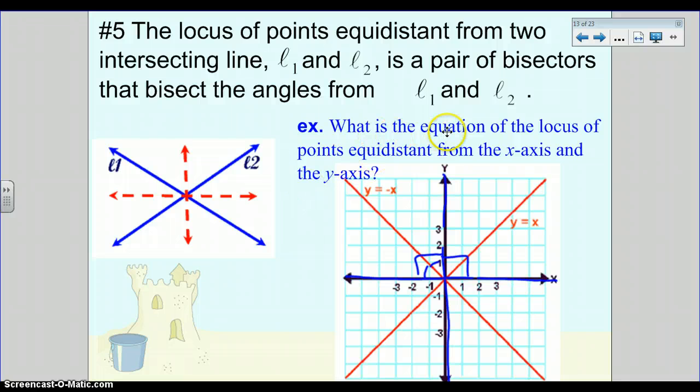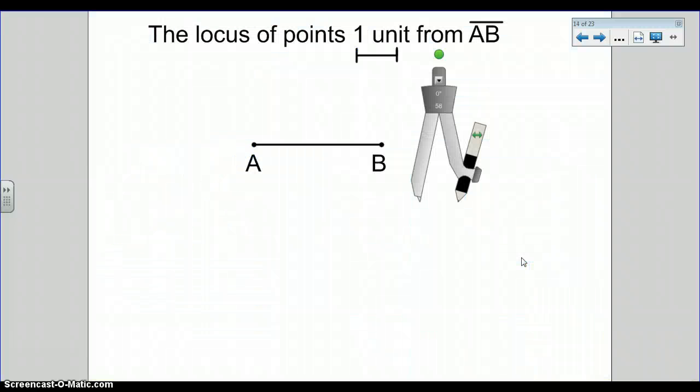So an example would be, what is the equation of the locus of points equidistant from the x-axis and the y-axis? So x-axis and y-axis are in blue. So we're going to draw the 2 lines y equals x and y equals -x because those perfectly bisect the angles formed by the y-axis and the x-axis. Make sure you have all of the examples copied down for each type of basic locus. The last type of locus that we're going to talk about, it's kind of a combination of the two.